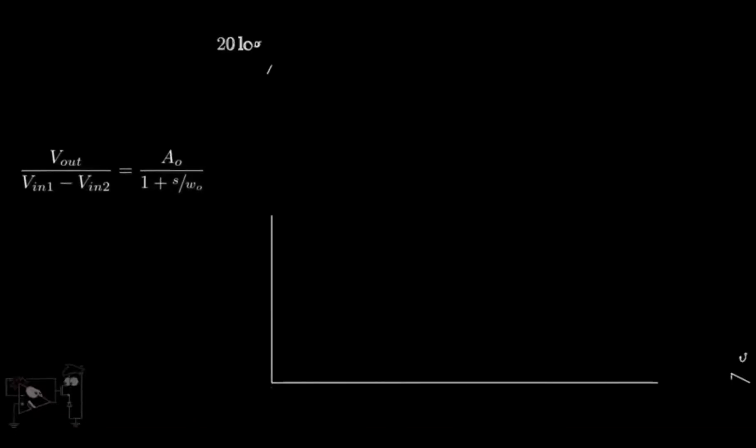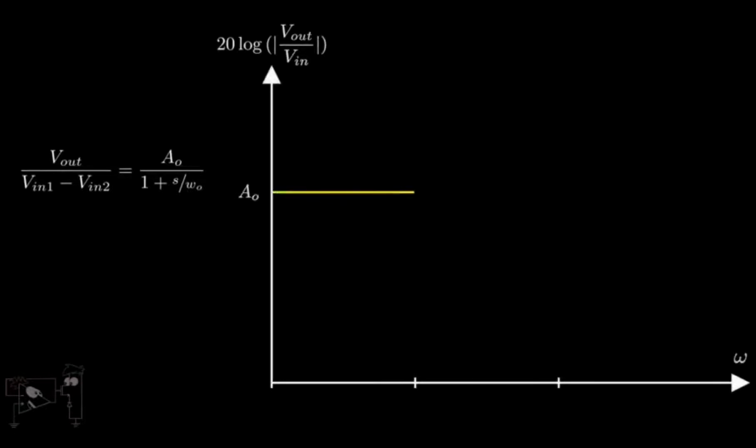For simplicity, we can model the internal circuitry of an op-amp as a single pole system. If the pole is at omega naught, the transfer function becomes A naught upon 1 plus s by omega naught. Hence, at frequencies well below omega naught, the gain of the op-amp is A naught. Note that the corner frequency for a first-order system is given by the value of its pole.